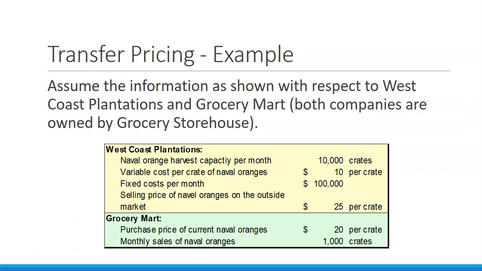So we have this example here of West Coast Plantations and Grocery Mart. They're both owned by the same company. So the plantation grows oranges and they harvest oranges, and the grocery store sells those oranges. So we have that the plantation produces their top capacity is 10,000 crates a month. They sell it on the market for $25 per crate. Grocery Mart purchase price of navel oranges is $20 per crate, and they can sell 1,000 crates.